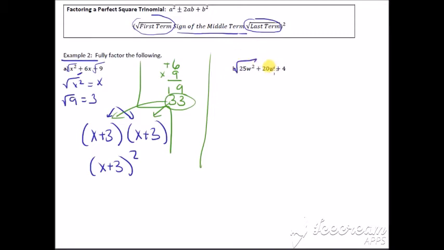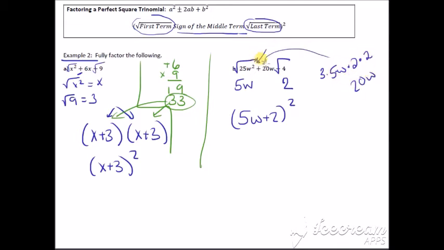Okay, next one. Let's factor the front number. So 25w squared would be 5w. Root 4 would be 2. And then the sign in the middle is positive. So this is 5w plus 2 squared. And just that check, that third thing on the check, if we had 5w times 2, so the root of the first times the root of the last times 2, we would get that 20w, which is that middle term. Okay, so you can go ahead and check this, but you can also do that as decomposition.